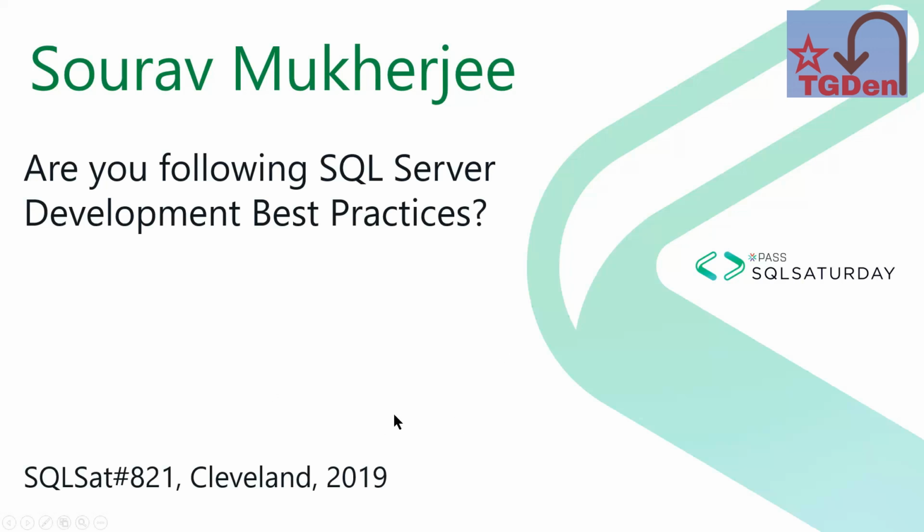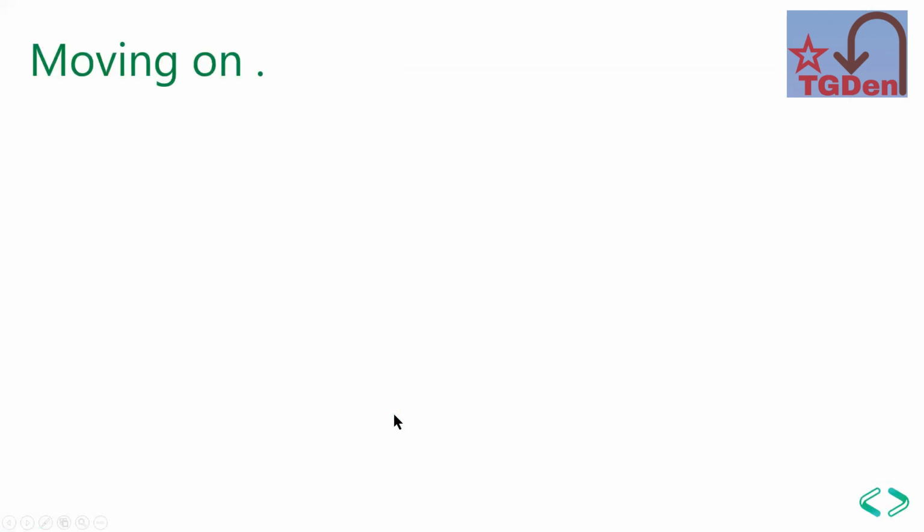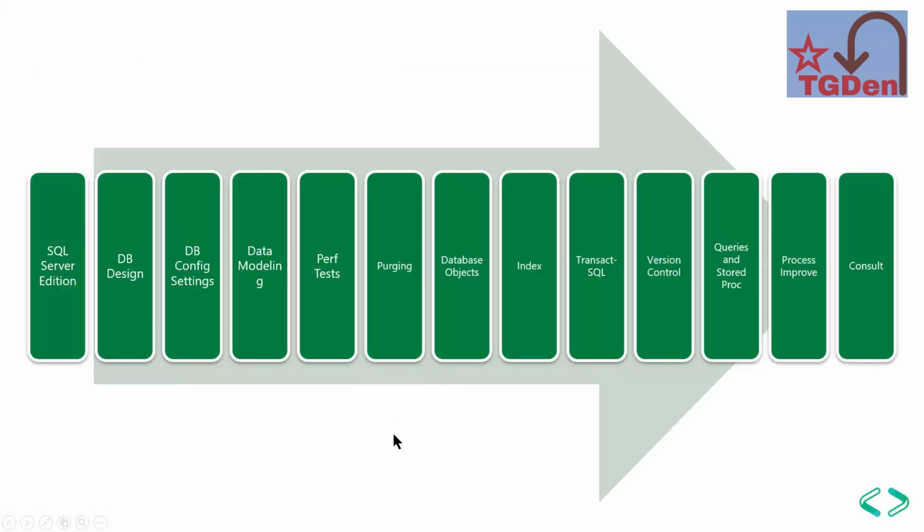Now, let me show you very quickly what all the topics are. We finished the previous part up to the indexes. In this part, we'll cover Transact-SQL, then version control, the queries and stored procedures, the process improvement, consultation, and finally we'll end with security. So with this, let's get started with data purging and cleanup.